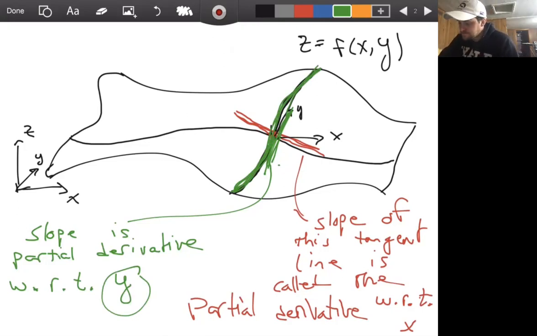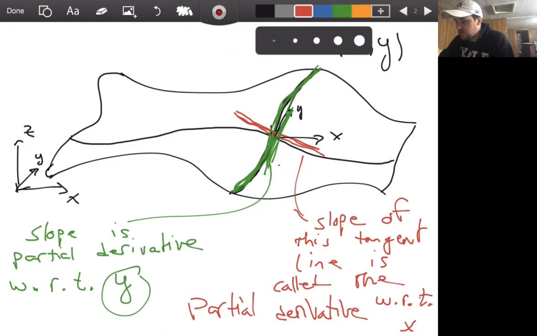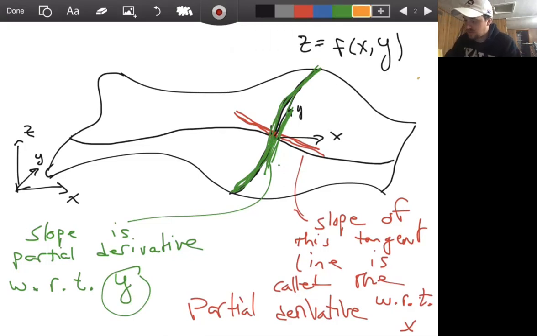And the red curve, or I'll use yellow here so it doesn't get mixed in with the red tangent line. The yellow curve here is fixed in the y direction. It's not moving towards or away from us. And this is the partial derivative with respect to x, because the only thing that's varying on this yellow curve is the variable x. And the only thing that's varying in the green curve is the variable y, right?